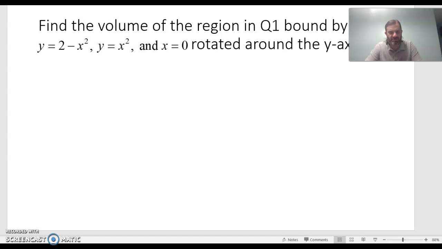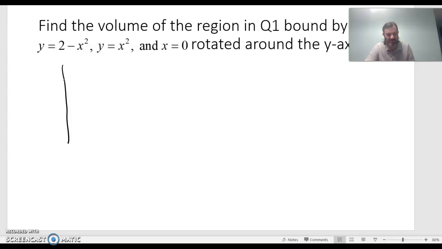Okay, so we're going to do another shell method problem here. It says find the volume of the region in quadrant 1 bound by y equals 2 minus x squared, y equals x squared, and x equals 0, rotated about the y-axis. So let's try and graph this out.